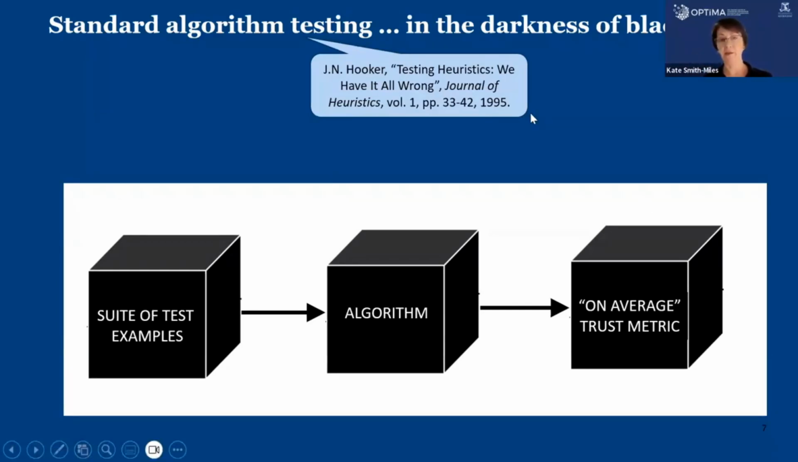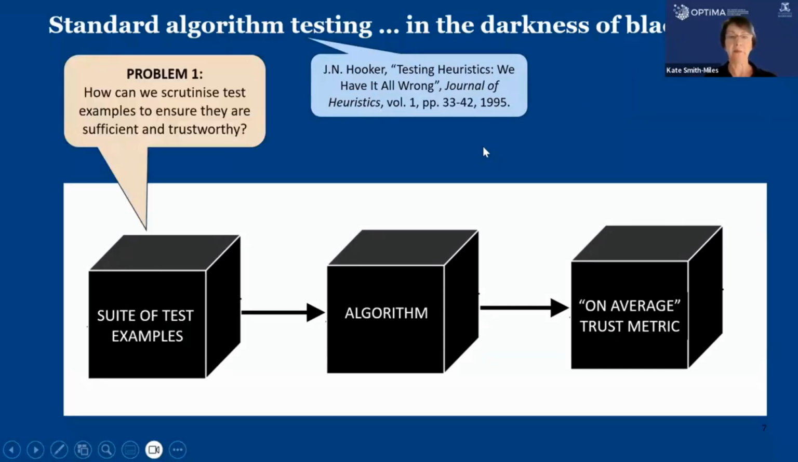And people have been complaining about the way we test algorithms in the operations research field for a long time. John Hooker, back in 1994 and 5, had a couple of papers that were really talking about we need to rethink the way we are testing heuristics in particular. But there have been a lot of concerns expressed. So the first problem we have is, how do we actually scrutinize these test examples and make sure that they're sufficient and trustworthy? How do we crack open that suite of test examples, more than file names, and see what kind of properties they have and ask, are they diverse? Are they discriminating? Are they biased in any way?